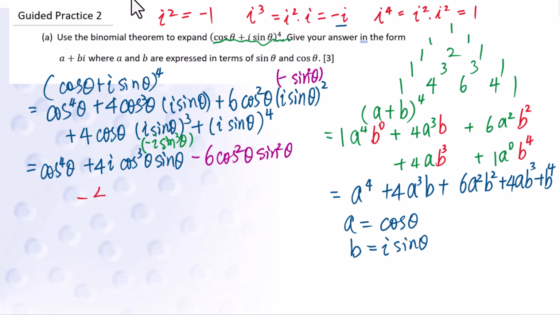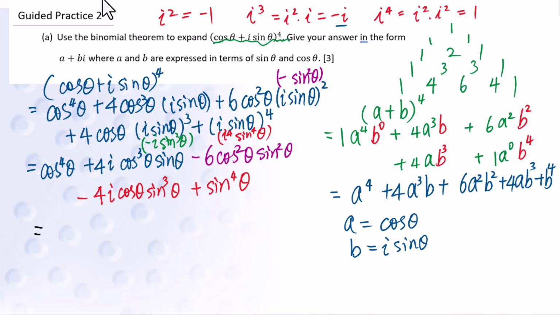Therefore, -4i cosine theta sine cubed theta. i to the fourth power times sine fourth power of theta: i to the fourth power equals 1, so we got plus sine fourth power of theta.